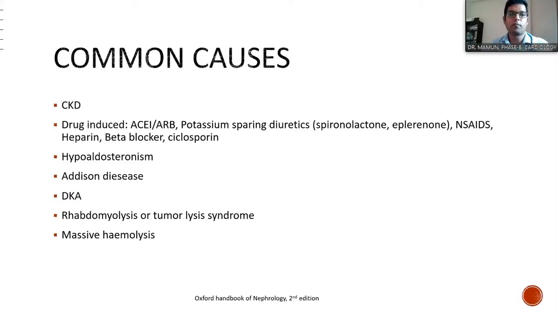History is important to diagnose hyperkalemia. We must take history regarding previous medical illness, regarding CKD, and also take drug history: ACE inhibitor, ARB, potassium sparing drugs we commonly prescribe in our cardiology practice. There are other causes: hypothyroidism, Addison's disease, DKA. One important message: before prescribing ACE inhibitor or ARB, we must do serum electrolytes before and 1 to 2 weeks after initiation of treatment of ACE inhibitor or ARB.